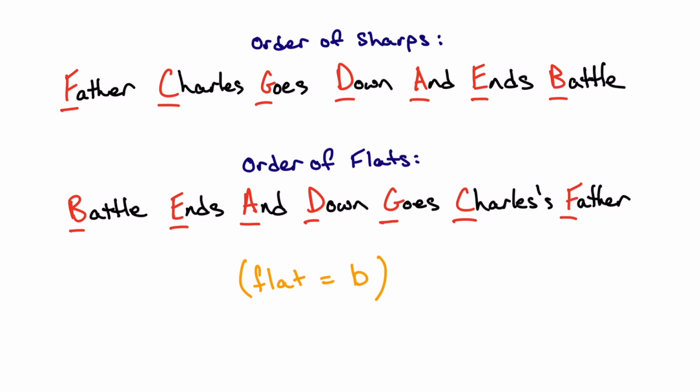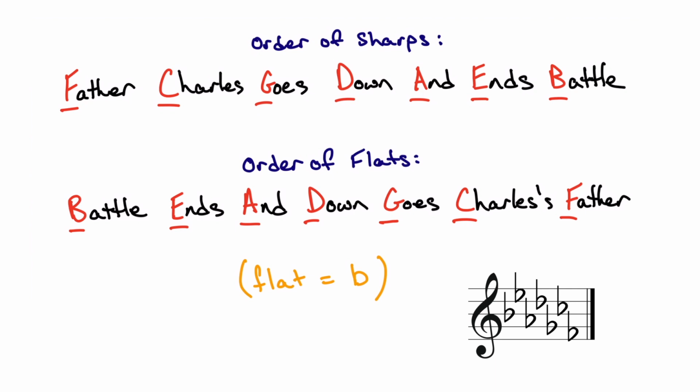So that means whenever the flats appear on the staff, they're always going to go in this order. B flat, E flat, A flat, D flat, G flat, C flat, F flat. So if we have 3 flats, it's always going to be B flat, E flat, A flat. If we had 1 flat, it'll always be B flat. We'll never skip any in this order. We'll never go out of order. We will always add flats in this order.